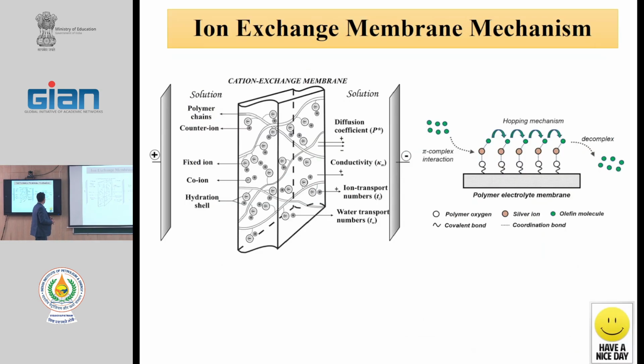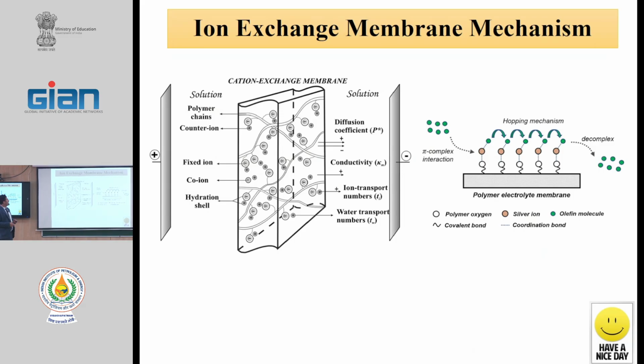And as the final slides, we have ion exchange membranes. In the ion exchange membranes, we want cations to pass through the cation exchange membrane and anions not to pass.